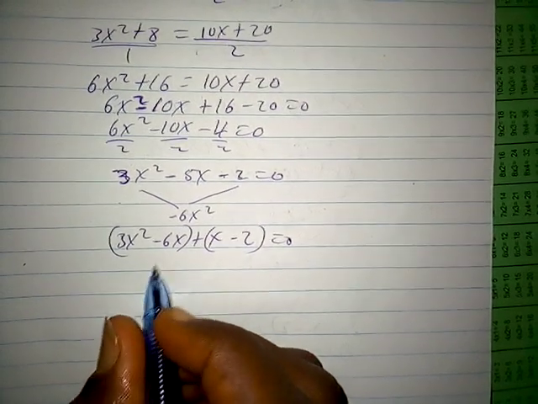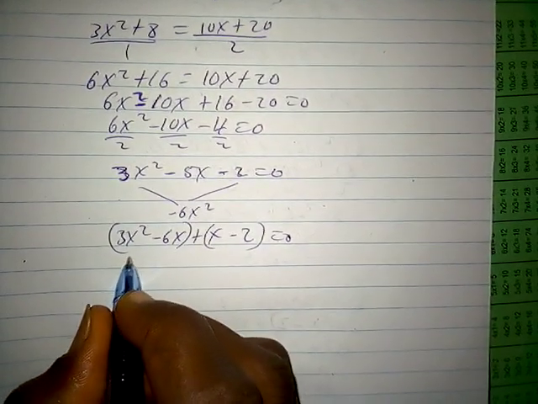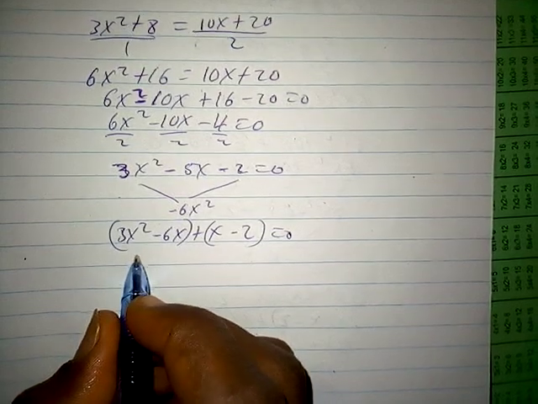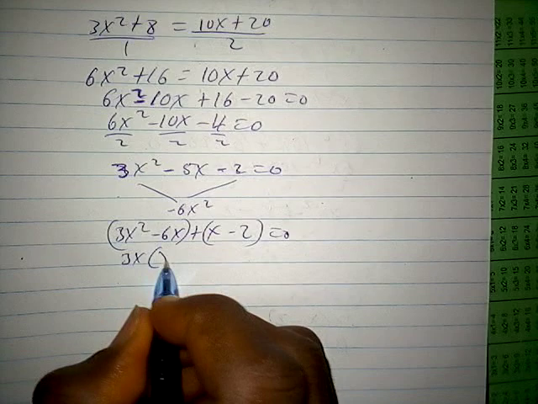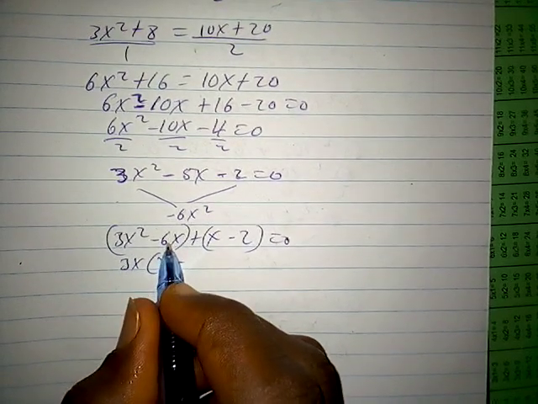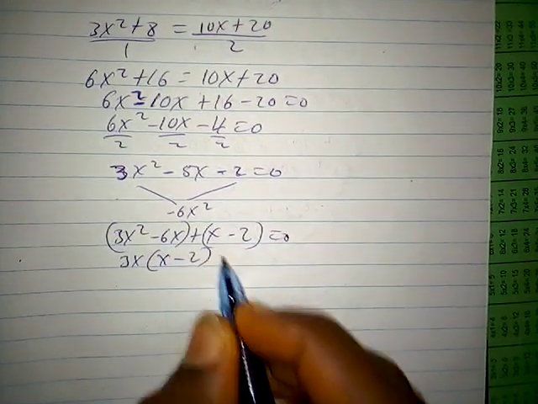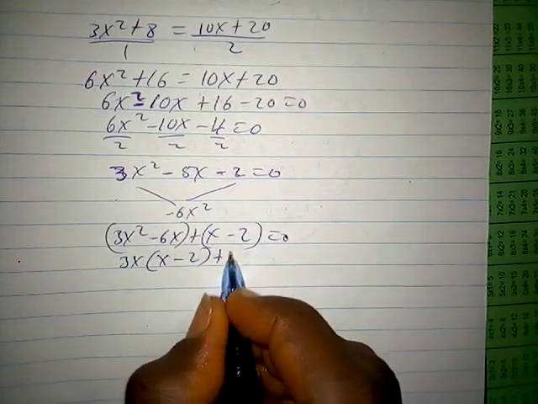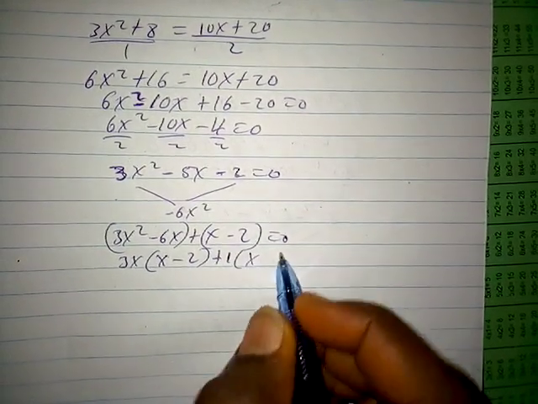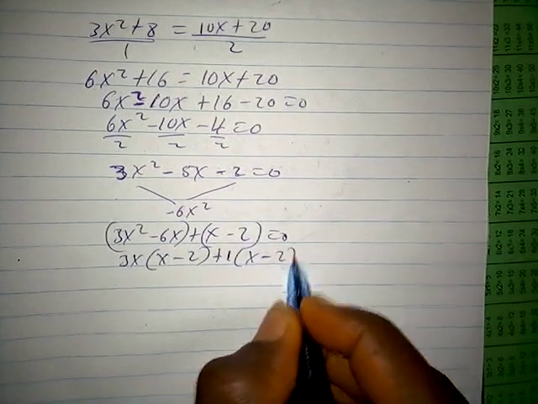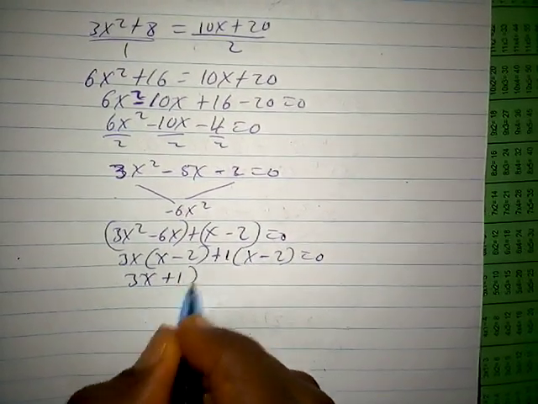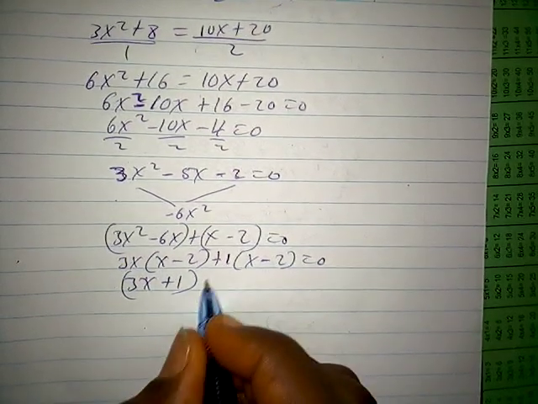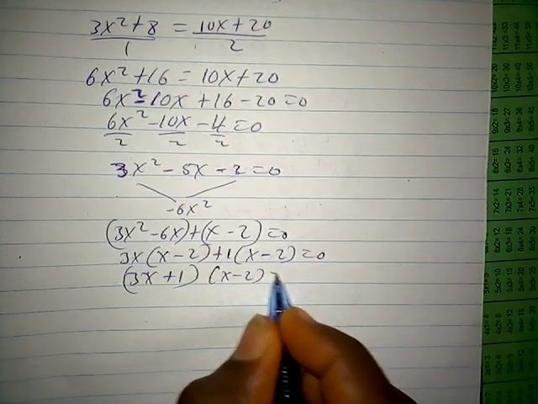Next, we find the common factor in each of the brackets. The common factor here is 3x: 3x into 3x squared is x, minus 3x into 6x is 2. Plus, here the common factor is 1: 1 into x is x, minus 1 into 2 is 2. Good. We say 3x plus 1, we take the number outside the bracket, x minus 2 equals 0.